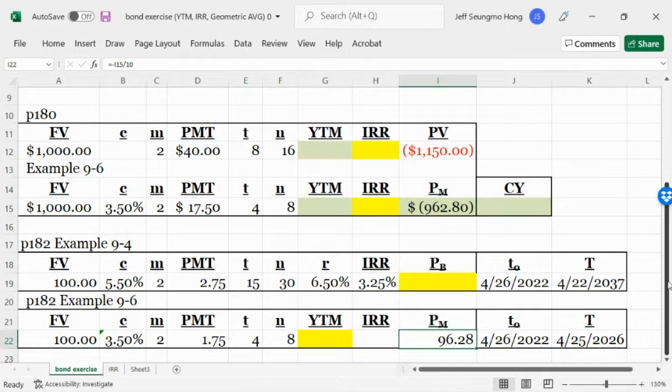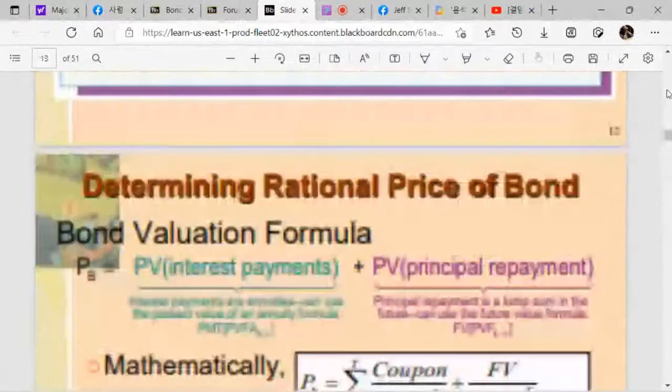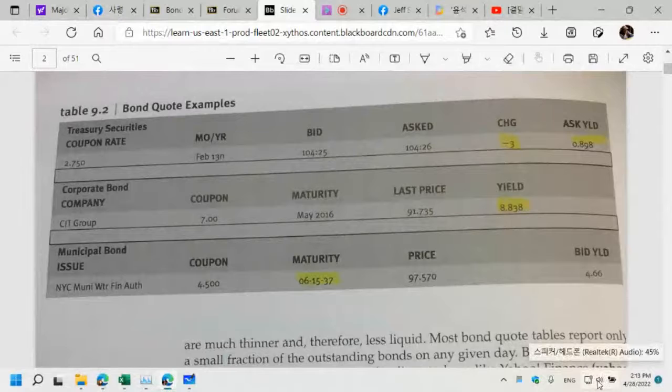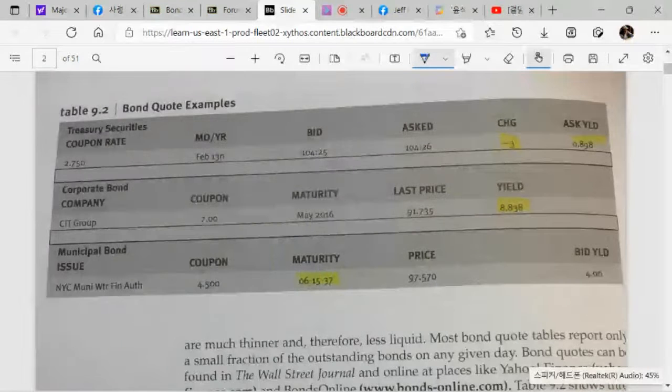But you remember, at the beginning, you saw how bond prices are quoted. Bond prices are quoted not in dollars, but in percentage of par value. It's not $91.73, but that means 91.735% of the face value. And we all know face value is $1,000.